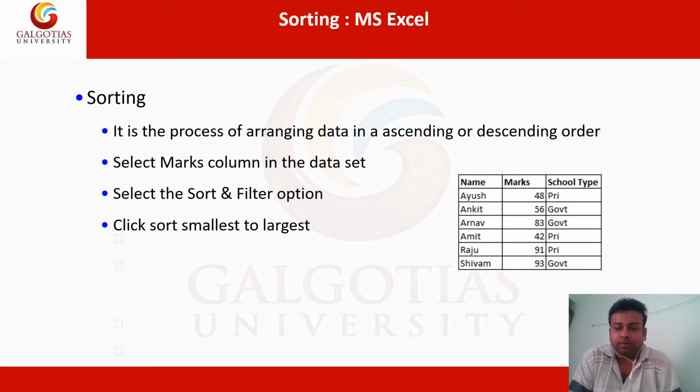Then we are going to perform the sorting operation. Sorting is the process of arranging data in either ascending order or descending order. For this, first you have to select the column in the data set. Here we have performed the sorting operation on the basis of marks. So you have to select all the data in the marks column. Then you have to click Sort and Filter, which you can find in the Data tab of Microsoft Excel. Then you have to click sort smallest to largest.